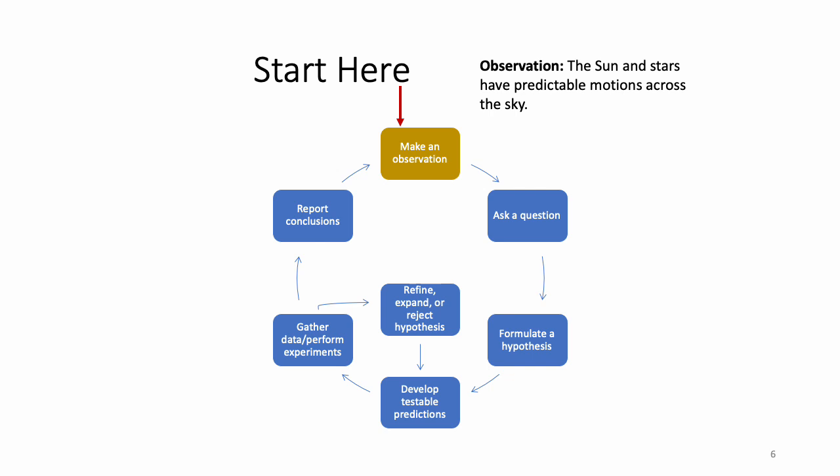And we chart that night after night, day after day. And we see that we can predict where the sun is going to be, maybe in the next week. Or where the stars are going to be, a couple months from now. So that is our observation. And so logically, our next step is to ask why. What causes these motions? What causes the sun and stars to have predictable motions across the sky?